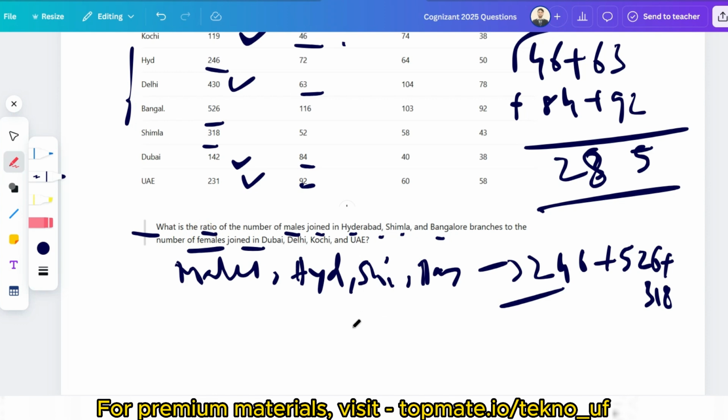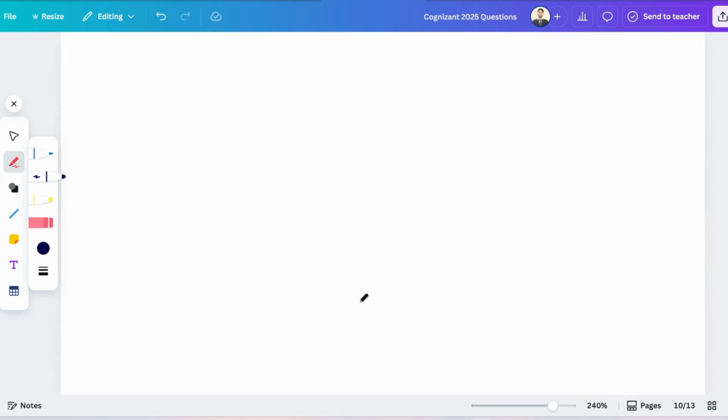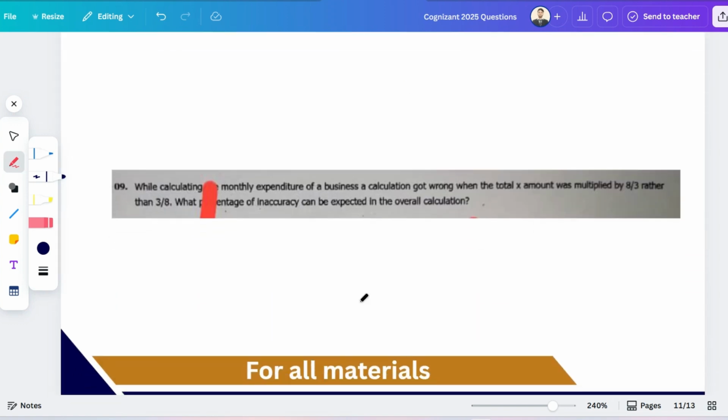And I have not got the options, so whatever the answer will be, just calculate that and tick the correct answer. Okay, so just add, guys, I'm not doing that. So let me go to the next question. So the next question is this.